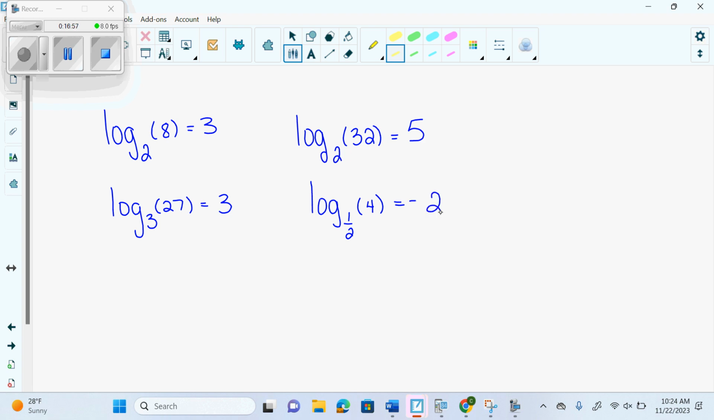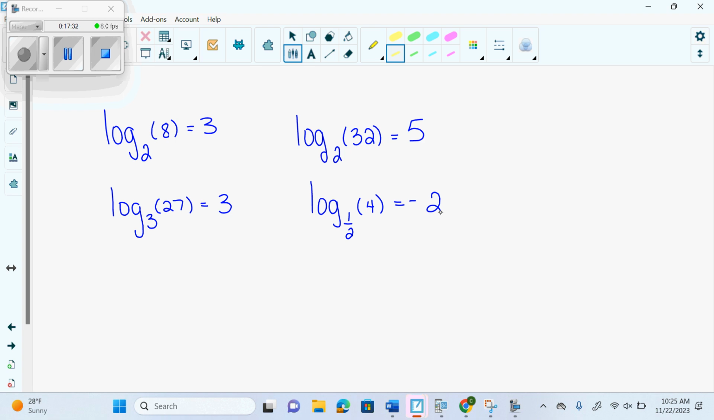So, what is your calculator doing every time it's logging? Let's look at these. Log base 2 of 8 equals 3. Log base 3 of 27 equals 3. Log base 2 of 32 equals 5.